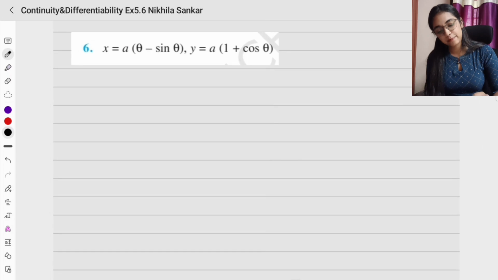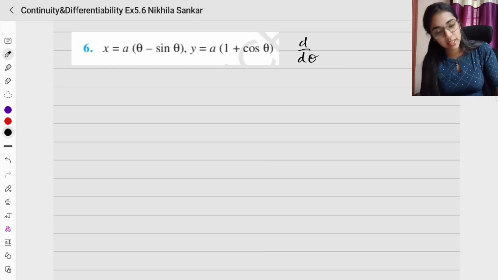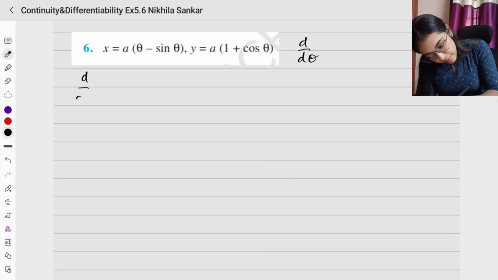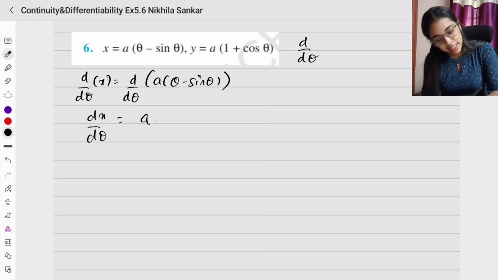Question number 6. This is also very similar to the previous question, except you have a constant here. So what is my parameter? Theta. The differentiating variable is theta again. So I have d by d theta of x, which is d by d theta of a into theta minus sin theta. So dx by d theta equals a, which is a constant, times theta minus sin theta differentiated, I'll have 1 minus cos theta, since the derivative of sin theta is cos theta.